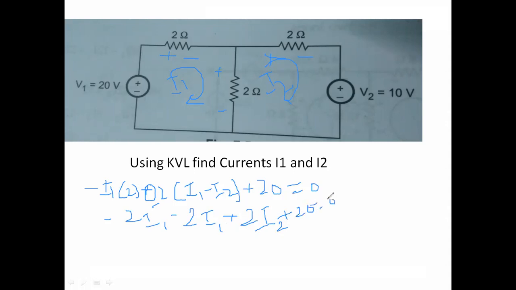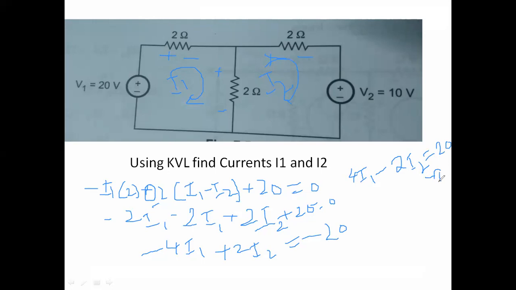So separate the I1 and I2 and take this 20 to the right side. So that is minus 4I1 plus 2I2 is equal to minus 20. So we can write it as 4I1 minus 2I2 is equal to 20. So just we are separating the negatives. Like this we will get one equation.